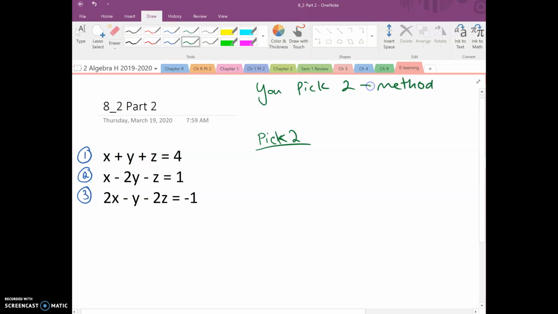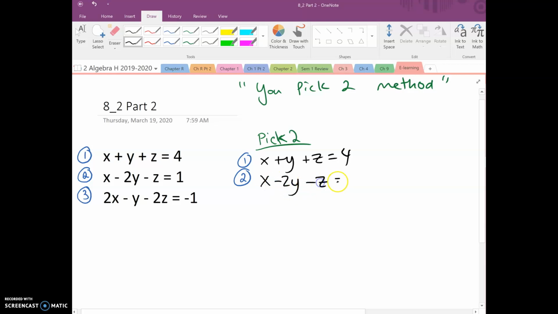Some of my students in past years have named it the Mick Pick 2 method, whatever you want, but we're going to pick 2 equations of the 3. Okay, so the 2 that I'm choosing to pick right now are 1 and 2. Because it looks like if I do elimination on them right now as they are, what variable will cancel out?